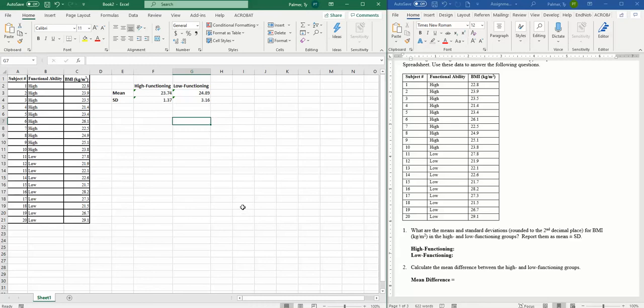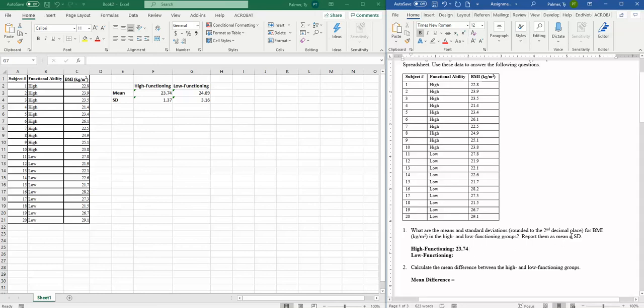Okay, now that we've got our means and standard deviations for both groups, let's go and report these in our Assignment 5 Word document. So it says report them as mean plus or minus standard deviations, similar to the previous how-to video. Let's do that. So the mean for the high functioning group was 23.74.